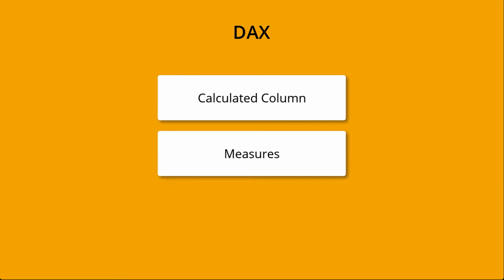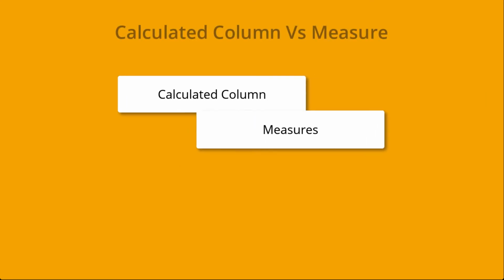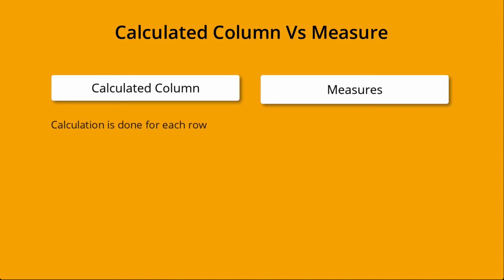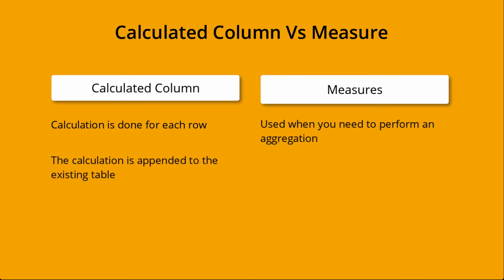First, let us talk about a calculated column and a measure and do a comparison of these. A calculated column is used for row-level calculation, whereas a measure is used when you need an aggregate. A calculated column is added to the current table. Measures are computed at the time of request and are not added to the table.